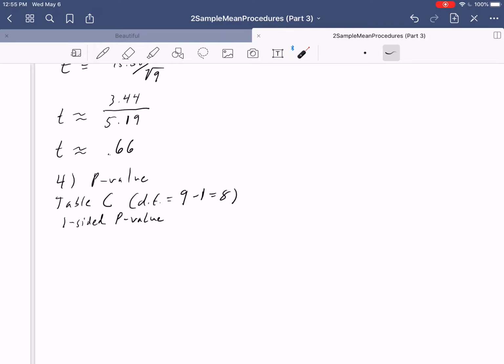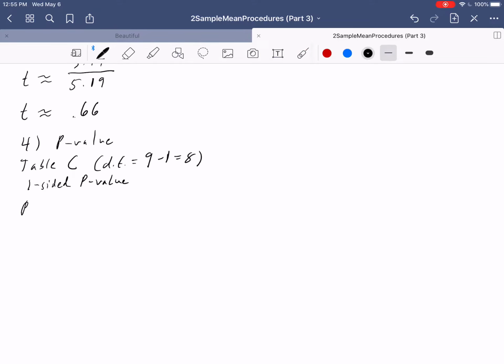So what we can say here is that our p-value, even though we don't know exactly what it is, must be greater than 0.25. It must be larger than 0.25. Then we can go ahead and make a conclusion with this.